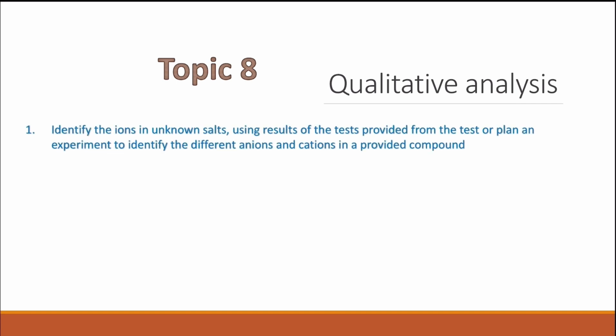Qualitative analysis. It's very common in the exam. There will be some qualitative analysis in the exam question. It became quite common lately that they give you 6-mark questions with some ionic compounds and ask you to identify these ionic compounds based on the tests you run. So you need to identify the ions in an unknown salt using the results of the tests provided, or sometimes they can ask you to plan an experiment to identify the different anions and cations in a provided compound. The most common ones that come in the exam are gases, cations, and halides.